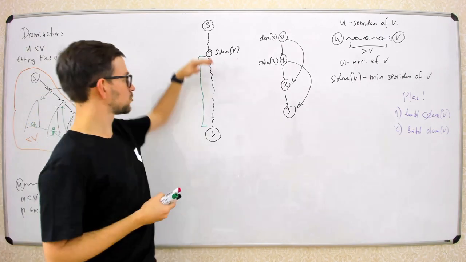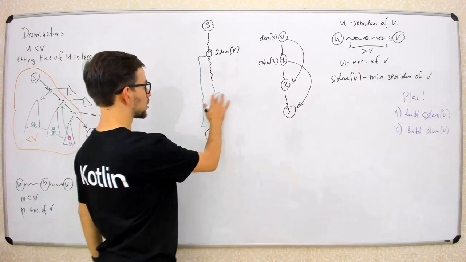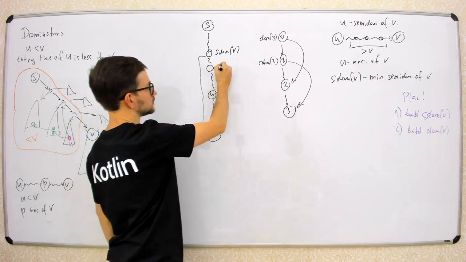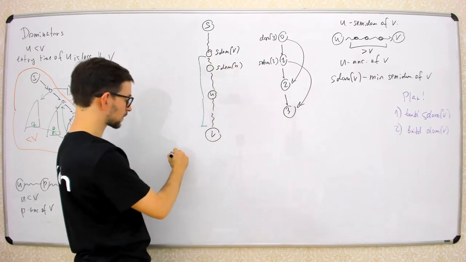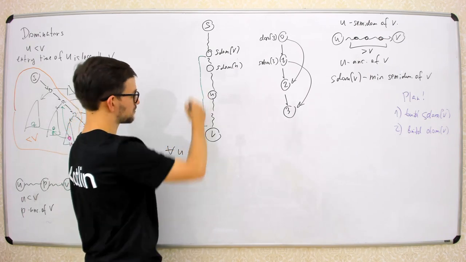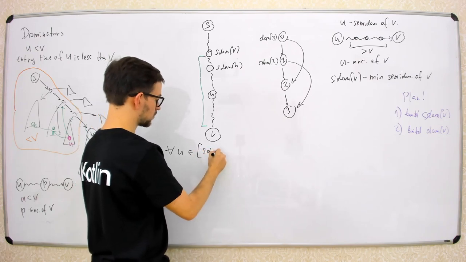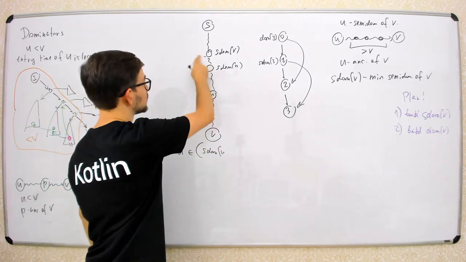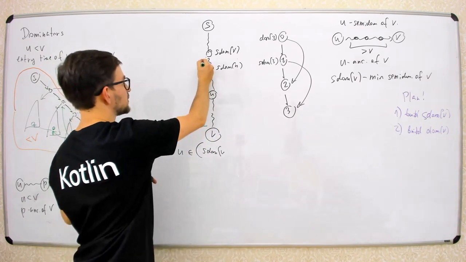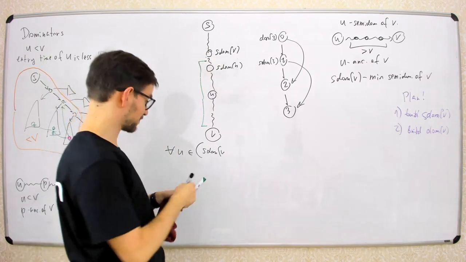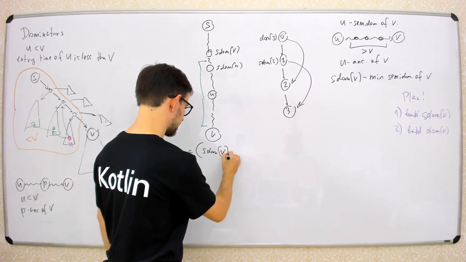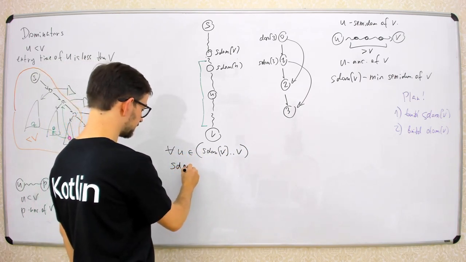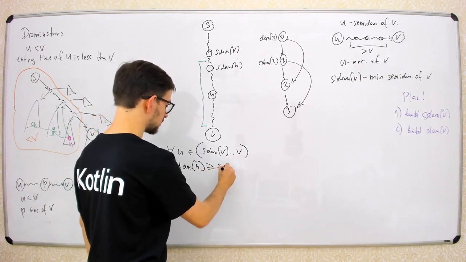Imagine that all the semi-dominators actually belong to the same range. So you have node U here, and the semi-dominator of node U is always below this point. So for all nodes belonging to this path from sdom of V, not including sdom of V, to V, if its semi-dominator is greater than or equal to the semi-dominator of V.